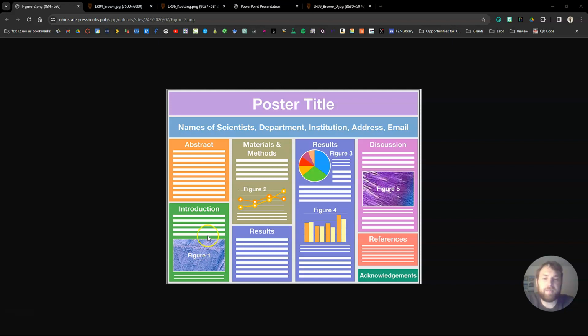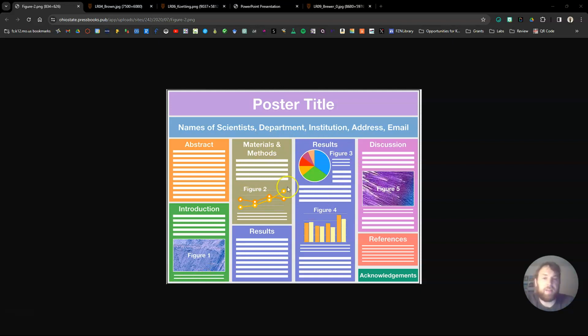This is a summary of what is going on in current research, as in your literature review would be excellent to summarize right here, and you can certainly put pictures in there as well with the figure captions right underneath of it.